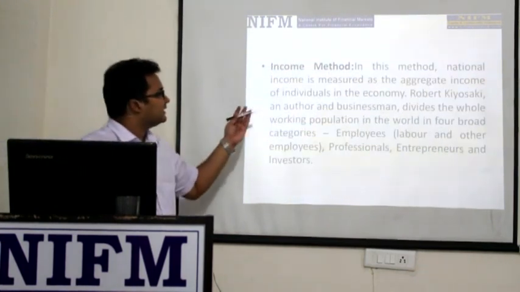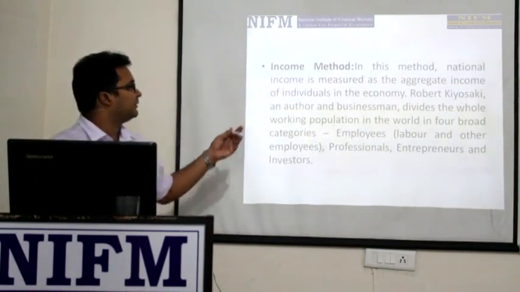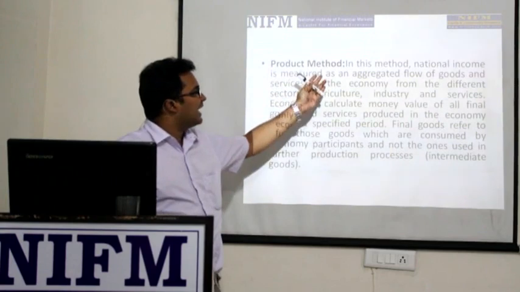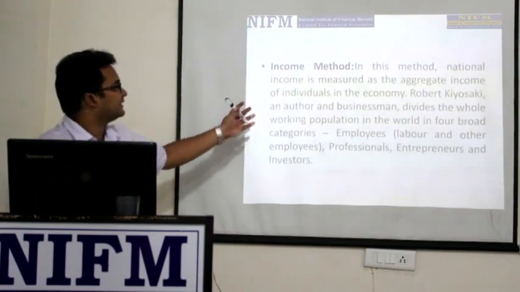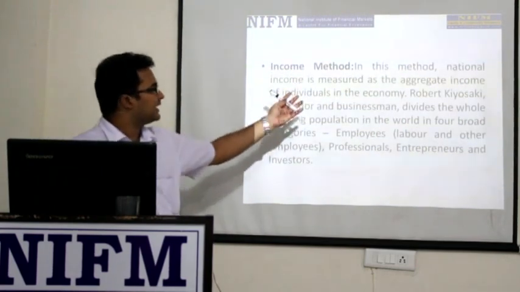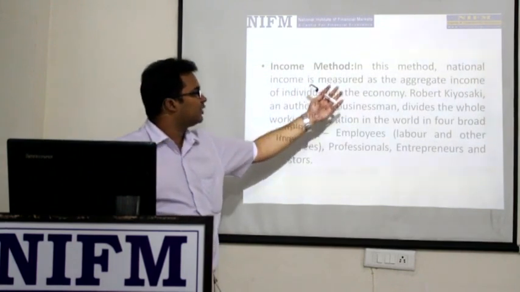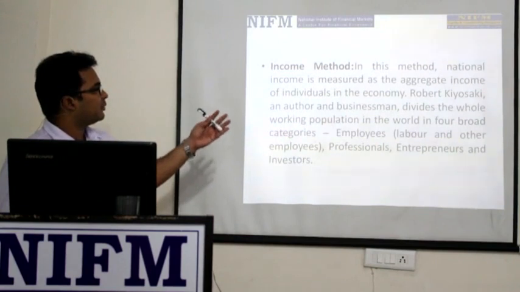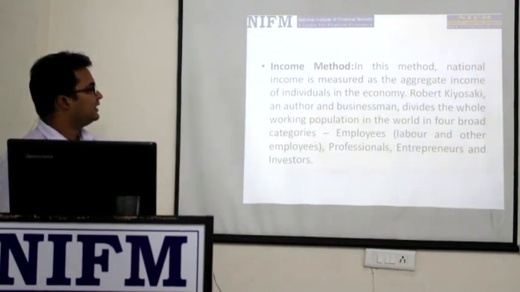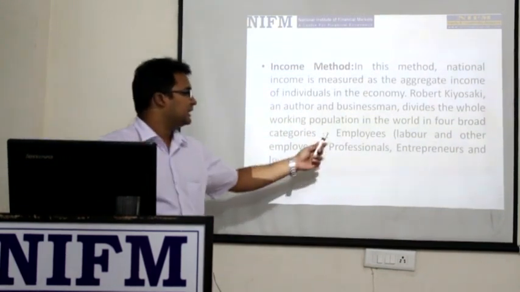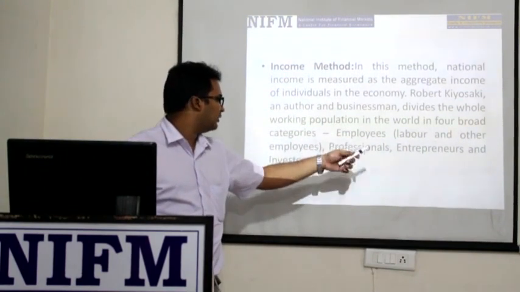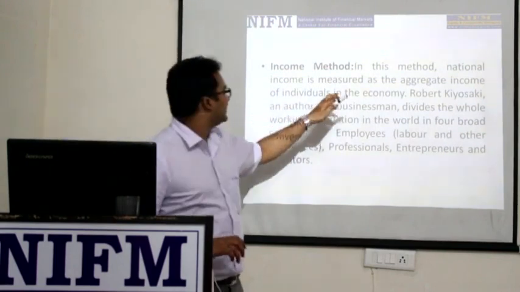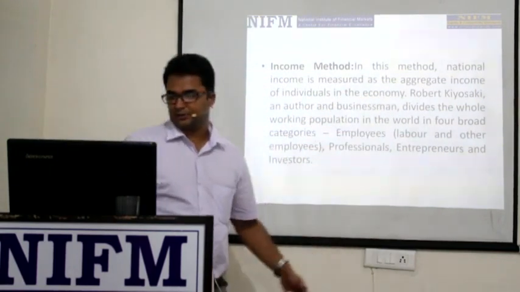In this method, the national income is measured as an aggregate income. In the previous method, we have seen the national income measured as an aggregate flow of goods and services. Now in this method, we measure it as an aggregate income of individuals in the economy. So Robert Kiyosaki, an author and businessman, divides the whole working population in the world into four broad categories: employees, that is labor and other employees, professional, entrepreneur and investor. So we are talking here about the aggregate income of individuals in the economy.